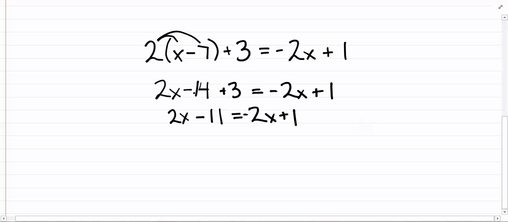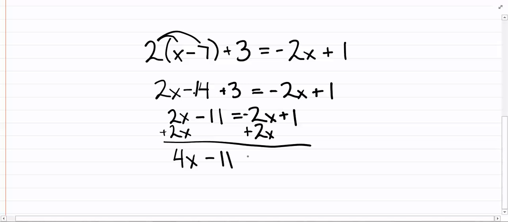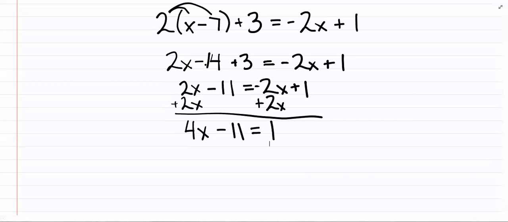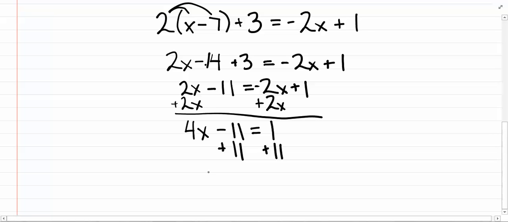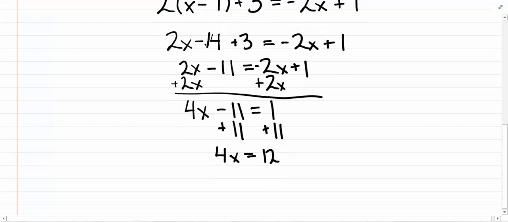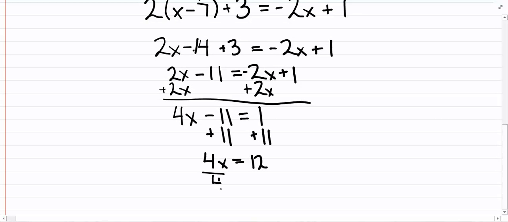So here we have a negative 2x, so I'm going to add it to the other side so we don't have to deal with negatives. And so here we get 4x minus 11 equals 1. And here we have a minus 11, and so we do subtraction and addition first. So we add 11 and add 11. So we get 4x is equal to 12. Divide by 4. And we get x is equal to 3.